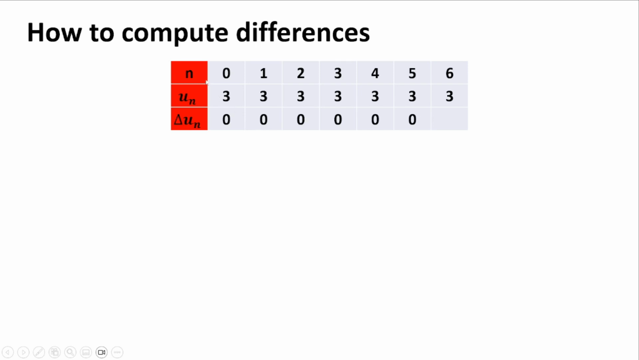How to compute differences? Take a look at this sequence. n here represents the index 0, 1, 2, 3, which is the input. The output here is 3, which is constant. If we take the forward difference, we take 3 minus 3 to give us this 0. To get this number, we take 3 minus 3, which gives us this 0, and so on. So we can see a similarity between the difference and derivative. The derivative of a constant function is 0.